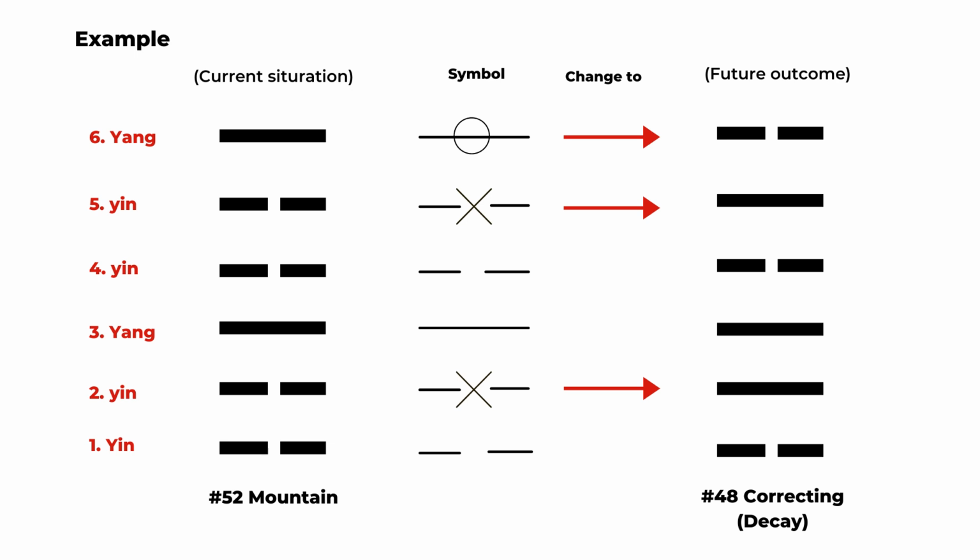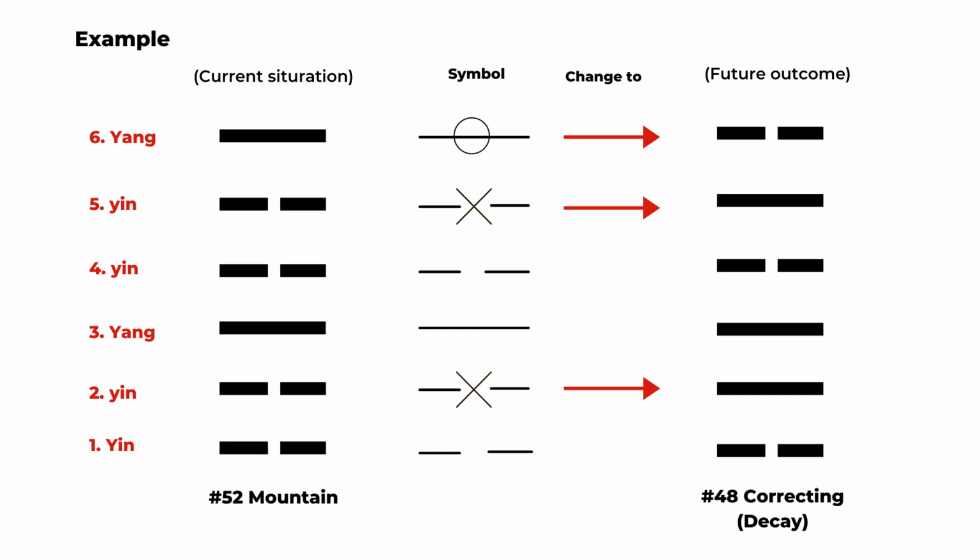The third one is a yang. The fourth one is a yin. Fifth one is a yin, but it's a changing line. And the last one on the top is a yang, but also a changing line. Now we have a hexagram. We can check the book or check the internet, and you can see this is number 52, mountain.